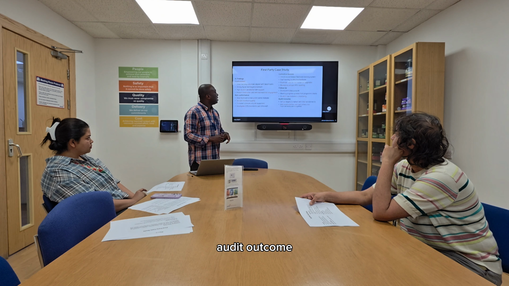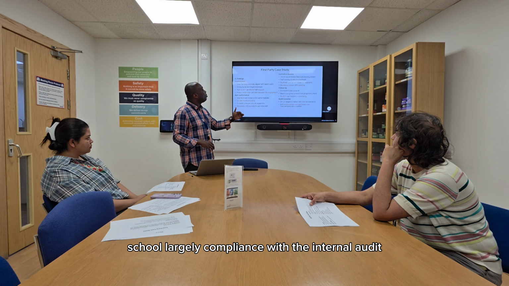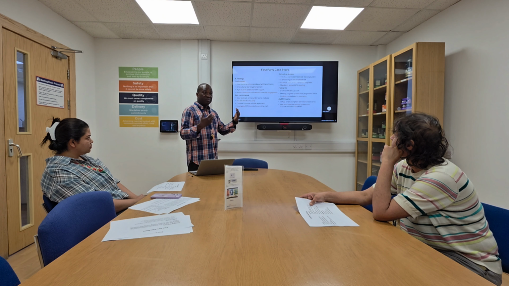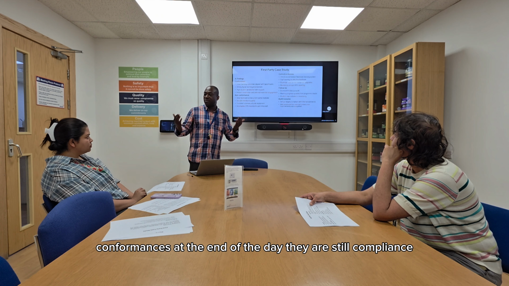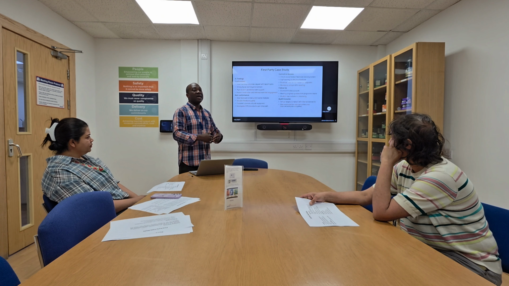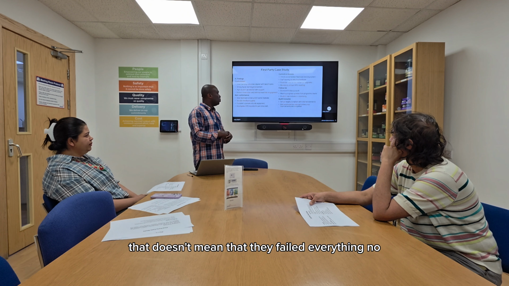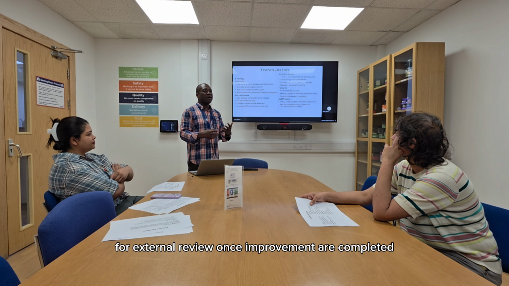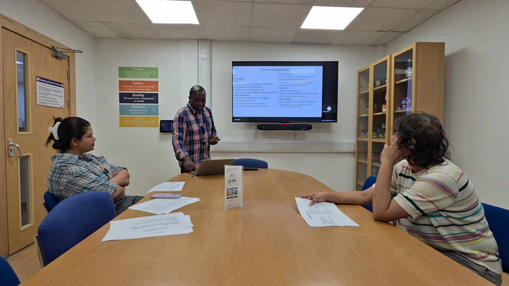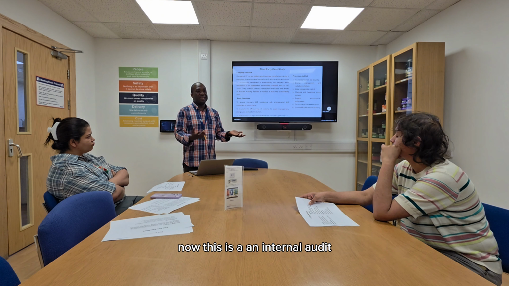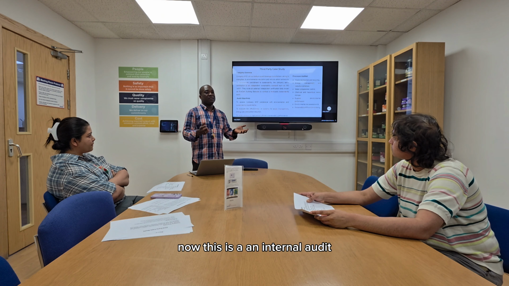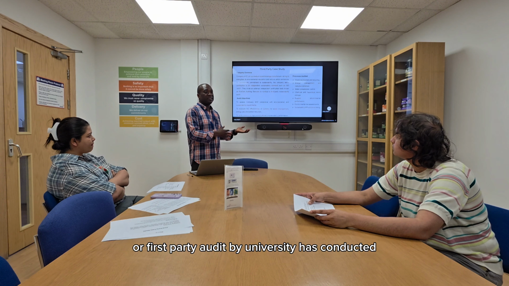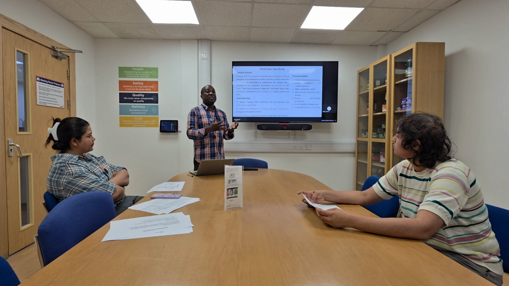Then audit outcome. So the school is largely compliant with the internal audit. So even though they've got some non-conformances, at the end of the day, they are still compliant. That doesn't mean that they failed everything, no. Then well positioned for external review once improvements are completed. So this is an internal audit, or first party audit, that a university has conducted. So this is how it is.